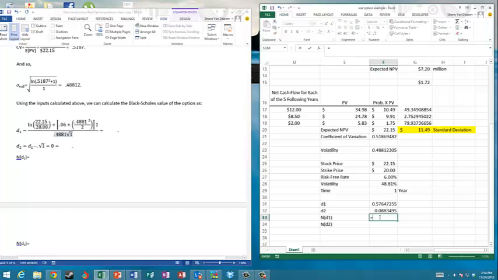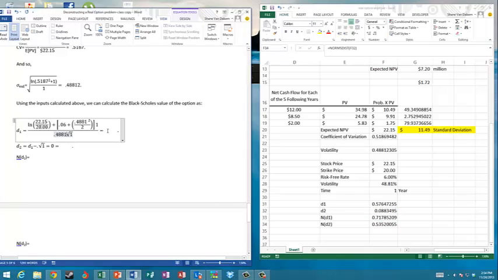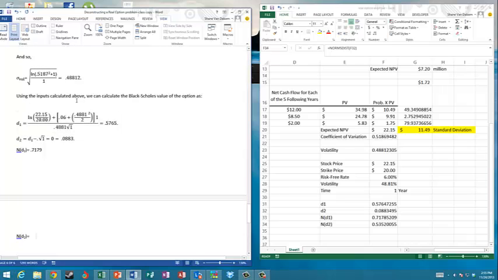So in Excel, we put in equals NORM.S.DIST. And what that means is that we're looking at a standard normal distribution, that's the S, and our value there would be the one for D1 of 0.5765. And then the second probability, okay, we'll put in NORM.S.DIST, put in D2, we get 0.5352. So to fill in the sheet here, I get for D1 0.5765, and then for D2 I get 0.0883. ND1 is equal to 0.7179, and ND2 is equal to 0.5352.